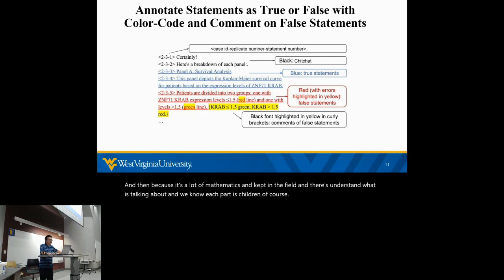So we allocate the statements as true or false based on our experience, color code them, and comment on the false statements. In this example, you can see this in black, these are not informative statements, this highlighted in blue, these are true statements, and this highlighted in red, these are incorrect statements, and we also provided explanations.